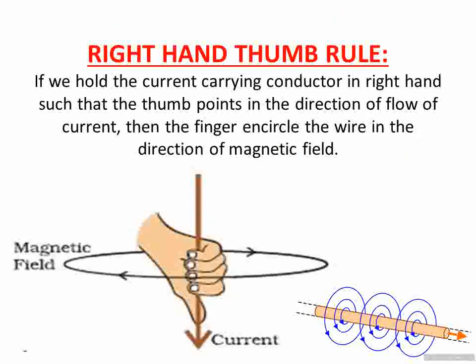Right hand thumb rule. If we hold the current carrying conductor in the right hand such that the thumb points in the direction of flow of current, then the fingers encircle the wire in the direction of the magnetic field.